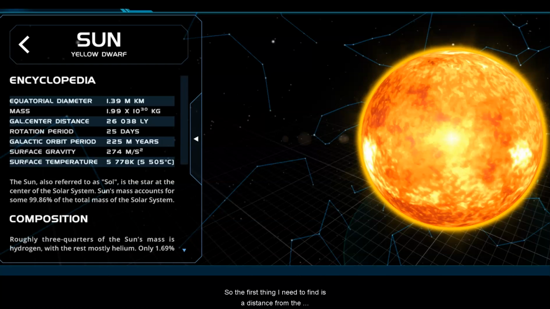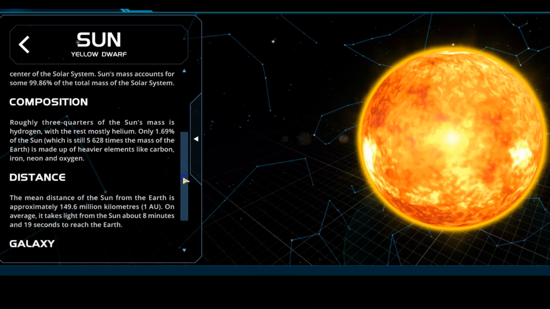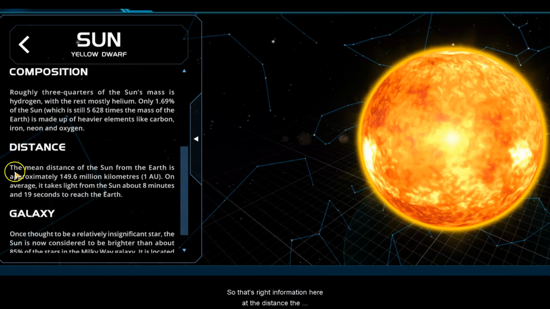So the first thing I need to find is the distance from the sun, but here it is the sun. So we're going to just go ahead and probably put 0, or we also have some information here where it's about 1 AU from the Earth. Okay, so that's that information here. The mean distance of the sun from the Earth is approximately 149.6 million kilometers, or 1 AU on average. But it changes depending on where the Earth is in the solar system as it makes its way around the sun each year.